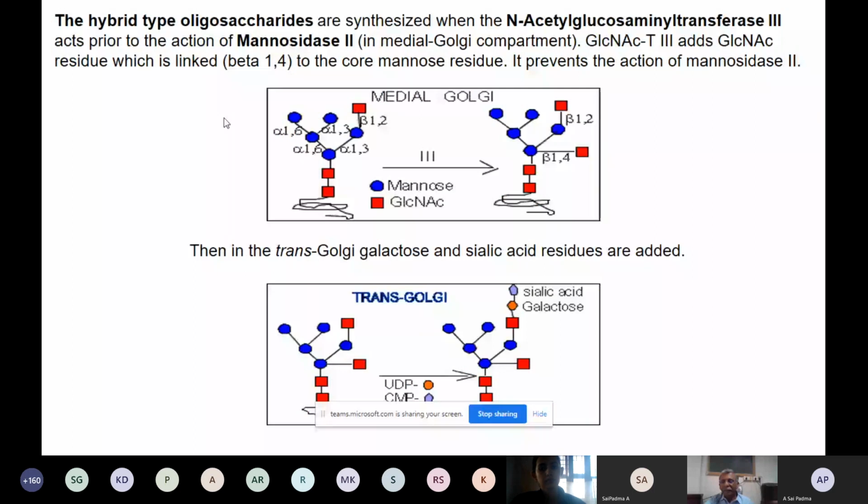In the hybrid type of oligosaccharides, the 5 mannose and 1 N-acetylglucosamine structure now adds on 1 N-acetylglucosamine to this mannose, and then you generate a hybrid type of oligosaccharide, which is different from the complex type. Here you find that in a single antenna structure, you find N-acetylglucosamine, galactose, and sialic acid, as well as fucose. There are no biantennary structures in the hybrid type of oligosaccharides.